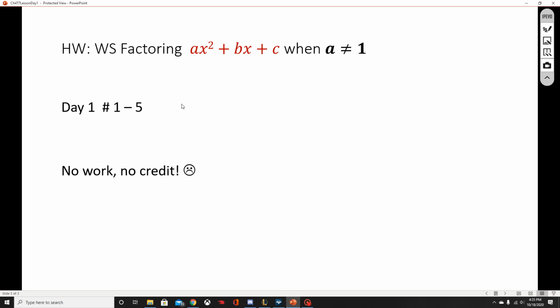Alright, so make sure you are showing your work for these problems. No work, no credit, clearly says this. It's the worksheet that is on Canvas. We're doing the first 5 problems.